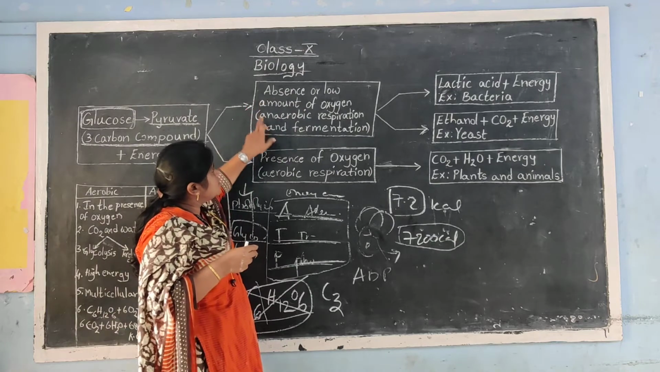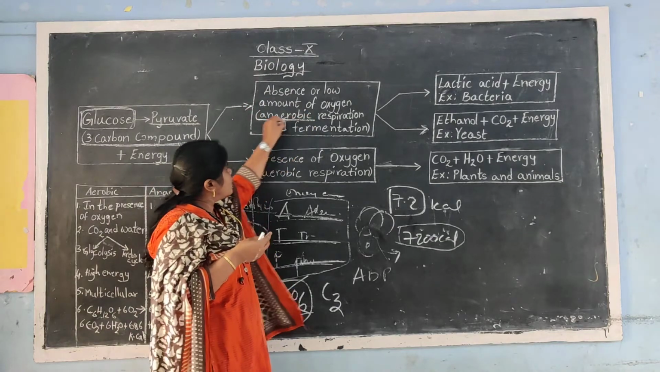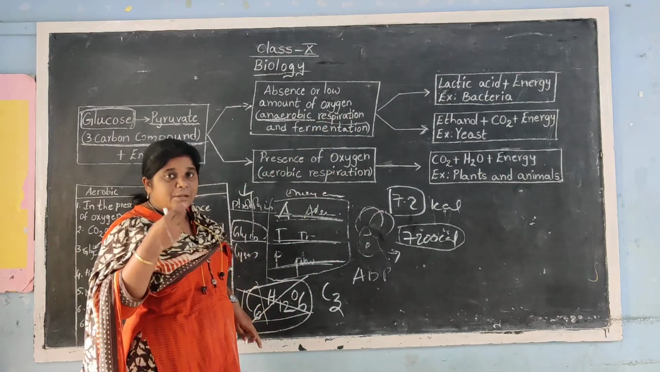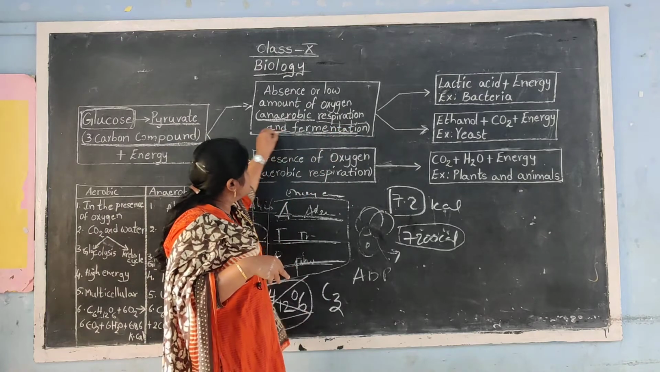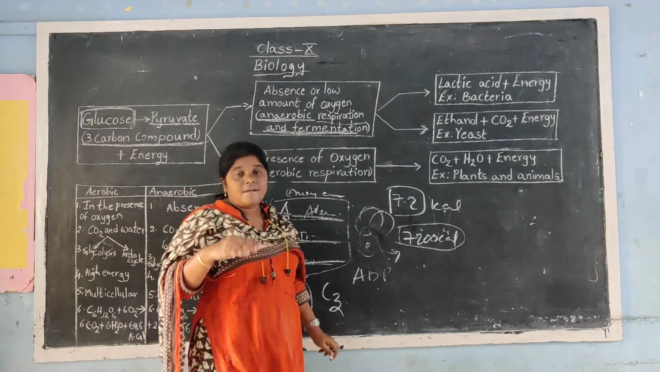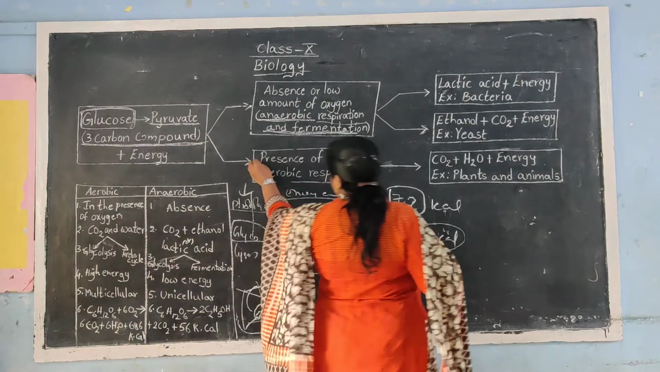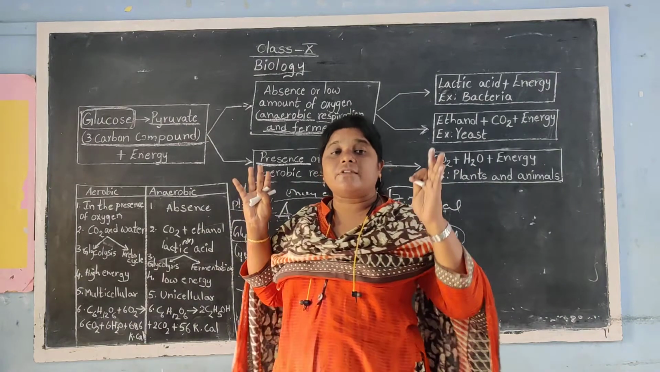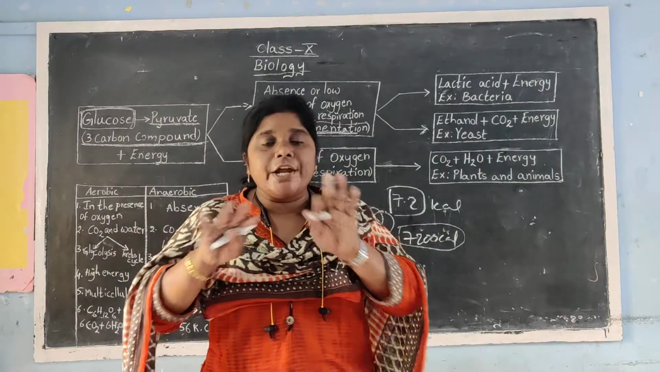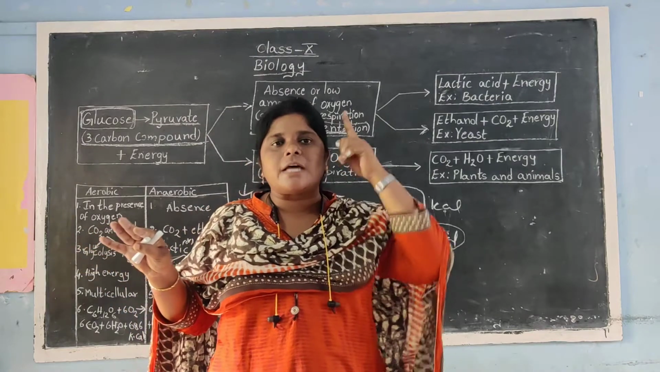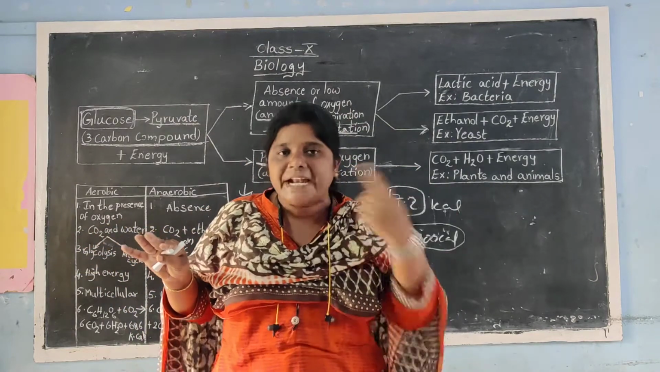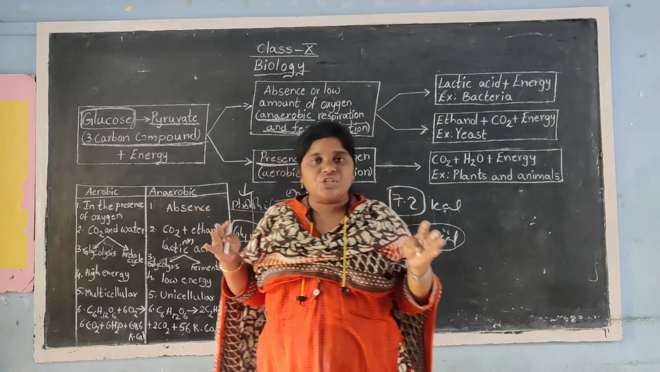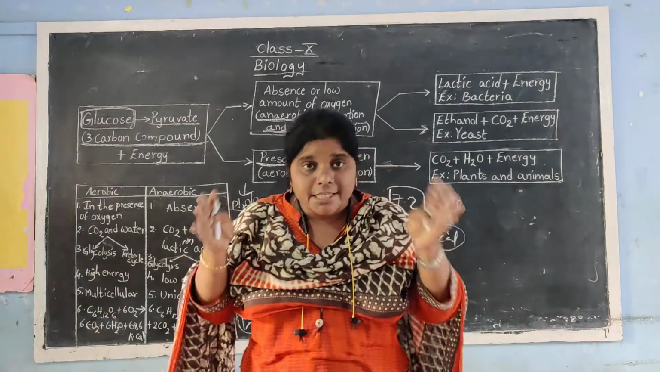So, in the absence of oxygen, we call it as what? Anaerobic respiration. I hope you are following me. Anaerobic respiration, and this is also called fermentation. And the next one is presence of oxygen. In the presence of oxygen, we can't expect our life to survive without the aid of oxygen. If there is an arrest of supply of oxygen to our bodies, within no time we will die. Because we are undergoing which respiration? Aerobic respiration.